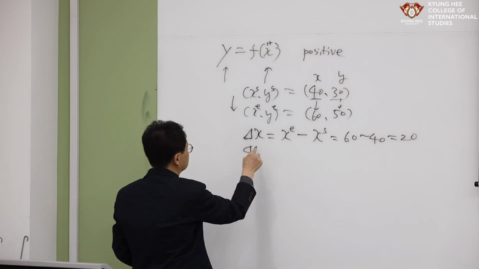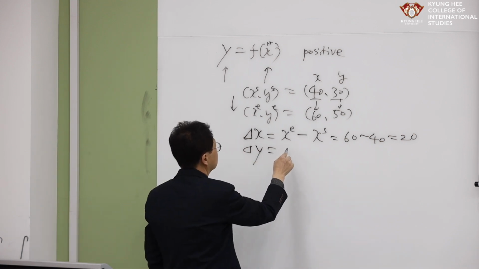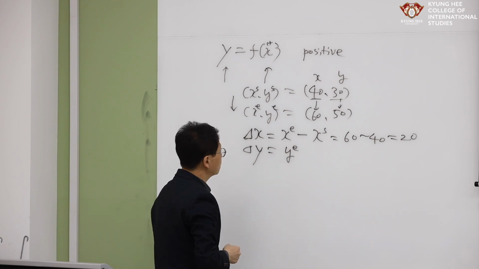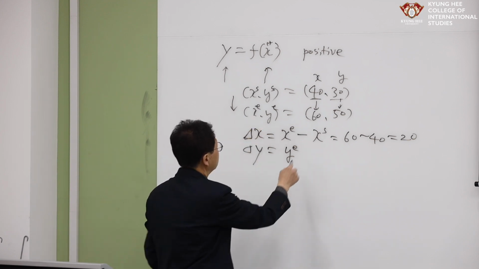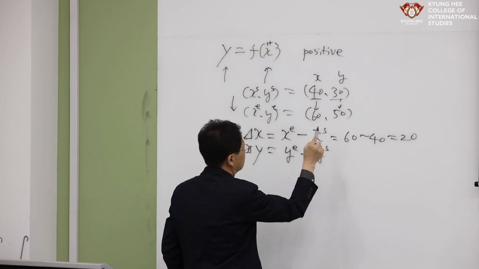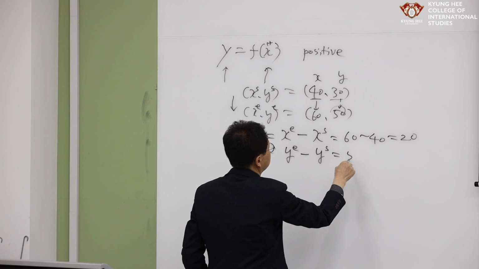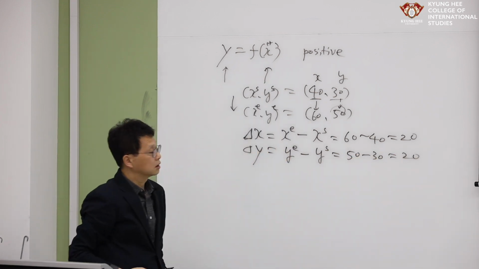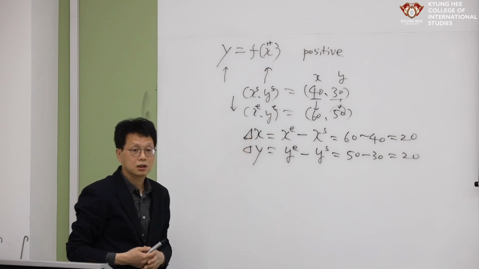And similarly, we can say the change in Y. Change in Y is the same: the ending value of Y, the consumption of ice latte or ice americano in the ending situation, minus the starting value of Y. That means 50 minus 30, so 20. Right? That is change in X, change in Y.